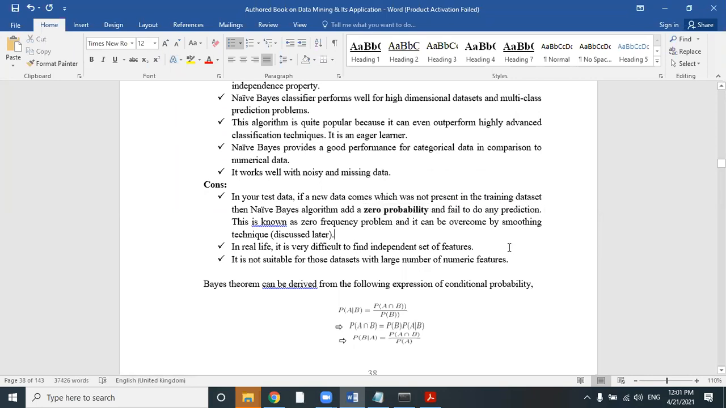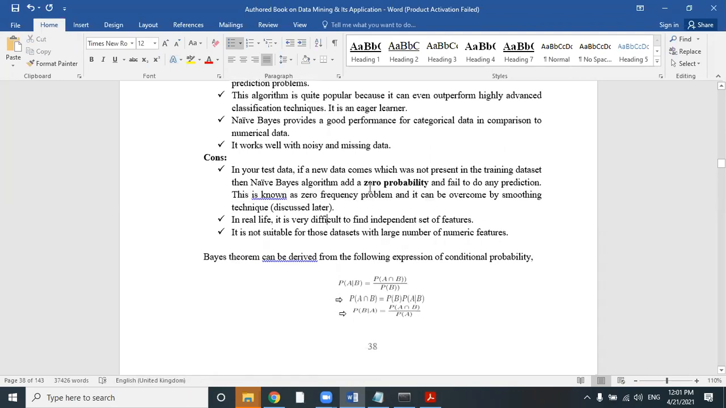It adds a zero probability and fails to do any prediction, because zero divided by the total number of events is always zero. And if it is zero, there is no sense in calculating the prediction for that new feature. So this is known as the zero frequency problem, and it can be overcome by a smoothing technique. What is the smoothing technique? I will discuss it. This zero probability or zero frequency problem in naive Bayes is very important.